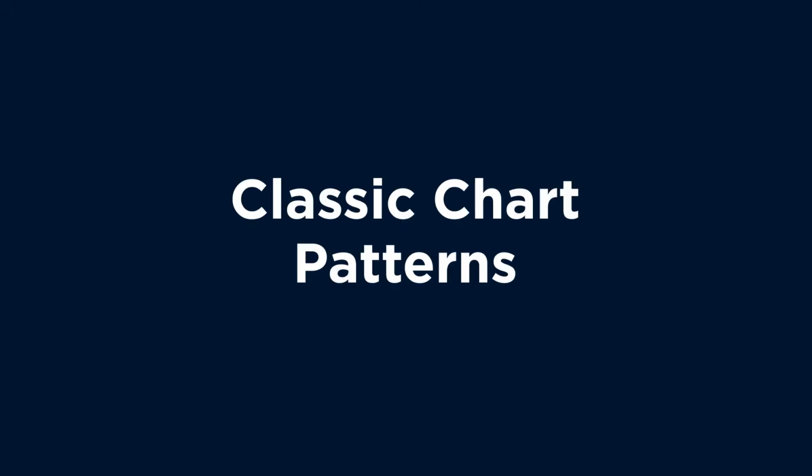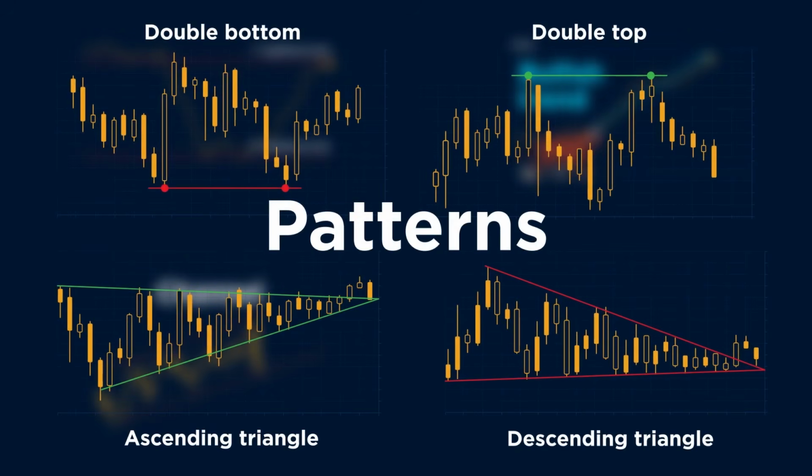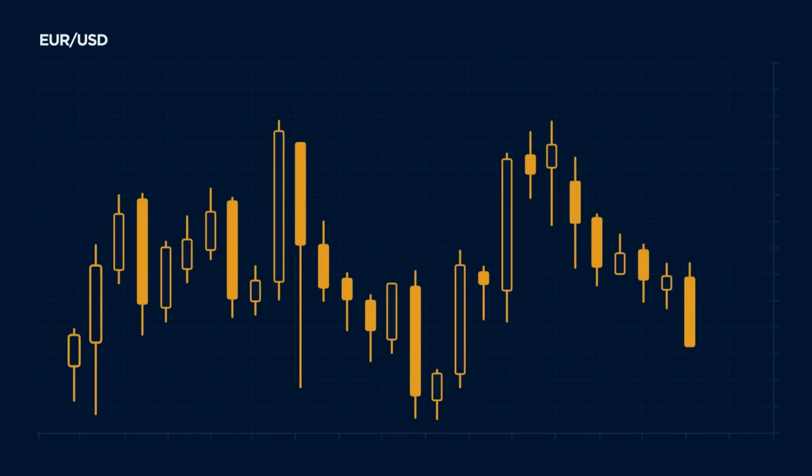Now, let's look at classic chart patterns. Chart patterns allow you to determine how the price will move before it actually happens. Here is a little about double tops and double bottoms. This pattern signifies that the trend is likely to change.